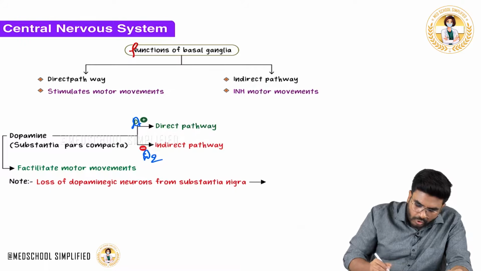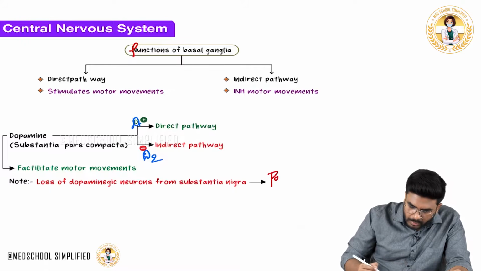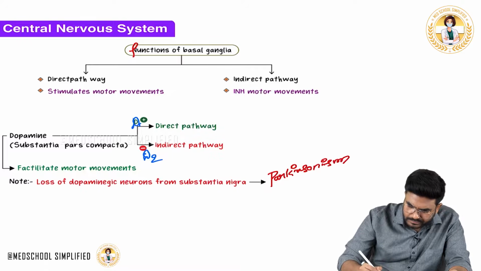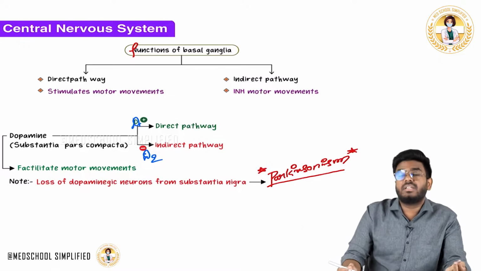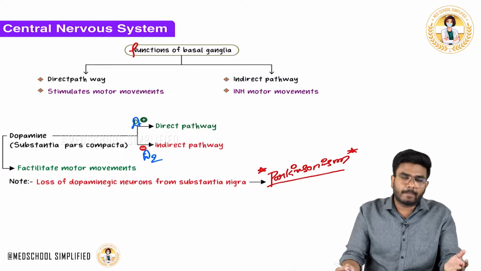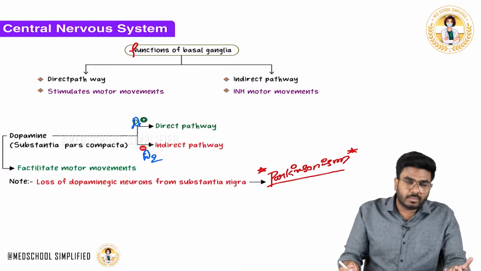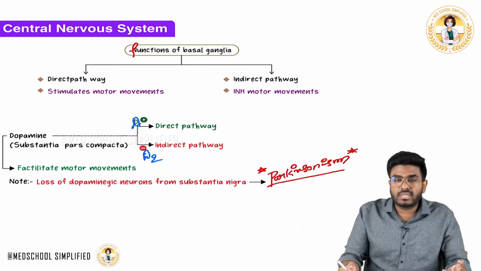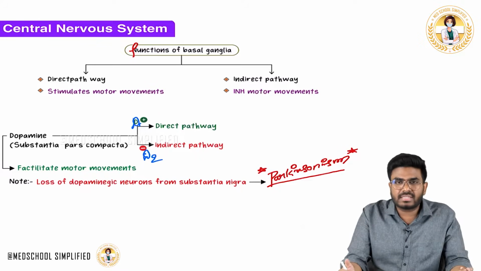So loss of dopaminergic neurons from substantia nigra will cause which disease? Parkinsonism. The person will have tremors, especially pill-rolling tremors. No muscle movements will be there. Even the facial expression is not going to be there, so these patients are going to have a masked face in Parkinsonism.